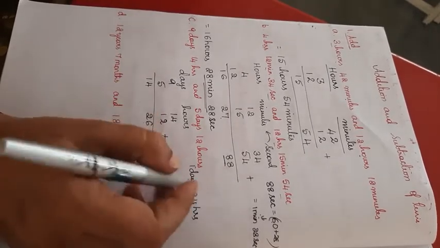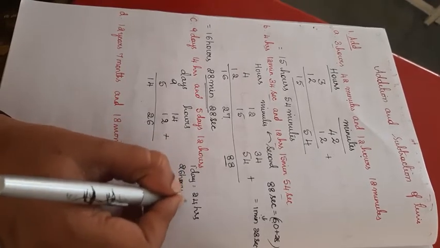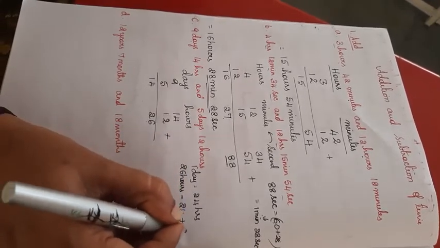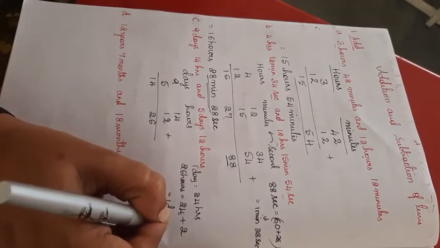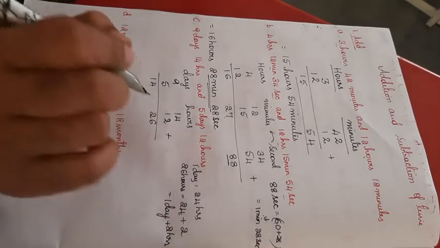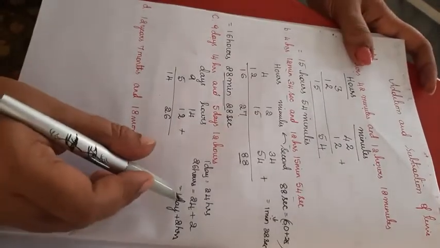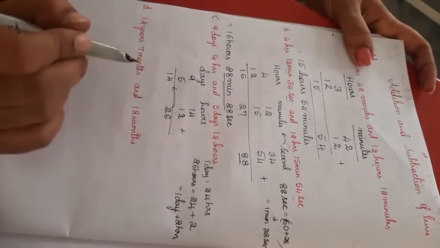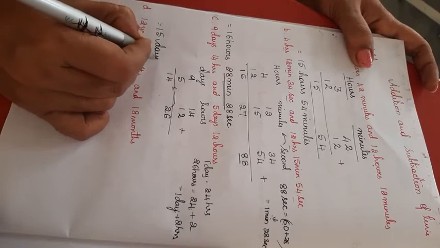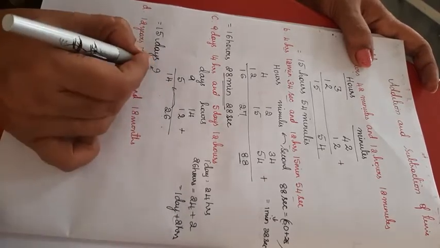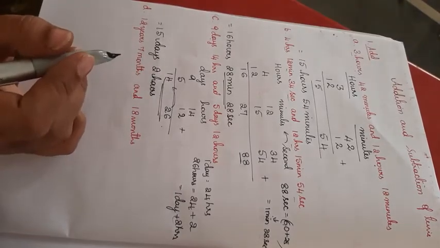So how many hours is here? 26 hours is here. So just split it: 24 plus 2. 24 is equal to 1 day plus 2 hours. So your 1 day goes to the days, that is 15 days. How many are remaining? 2 hours. If you want, you can keep it like this also, children.